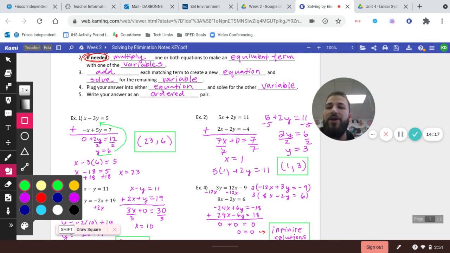Okay, but now you know all the different ways that you can solve systems of equations, so you can choose whichever method you want to use on any quiz or any test.